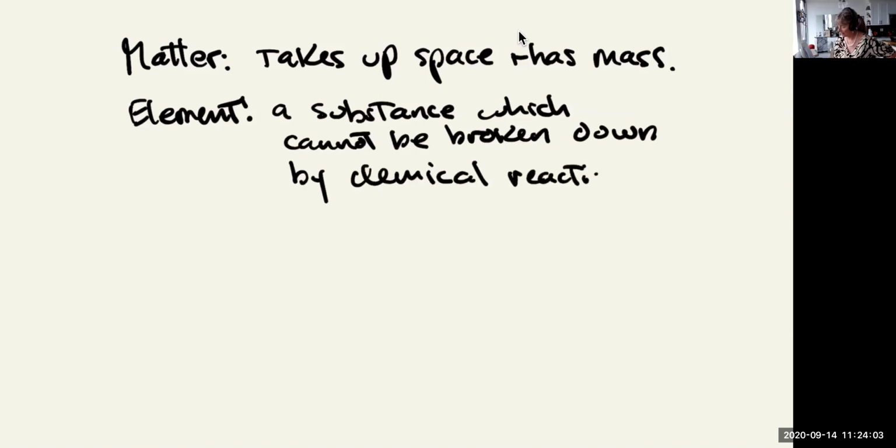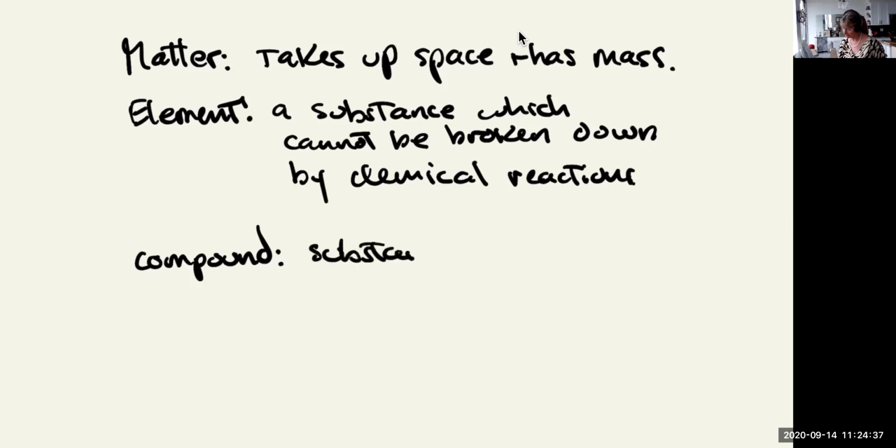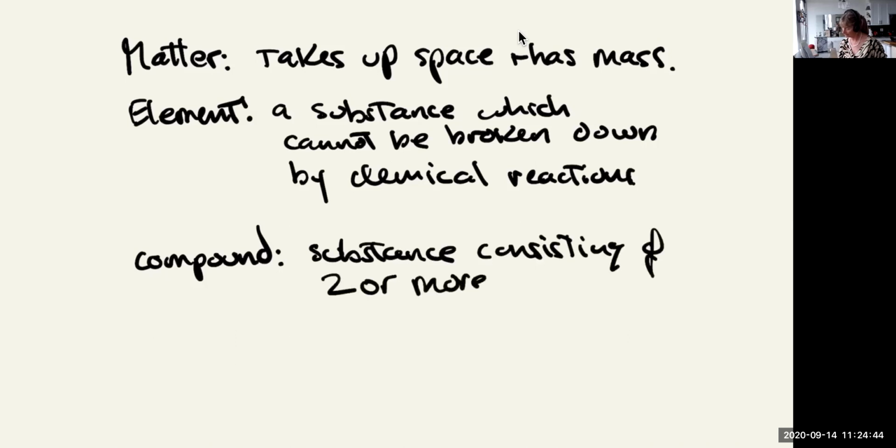By chemical reactions. And it's useful to write while you're taking notes because writing activates different parts of the brain and does help you to remember. But if you want to take a screenshot, you could do that as well. A compound is a substance consisting of two or more different elements in a fixed ratio.